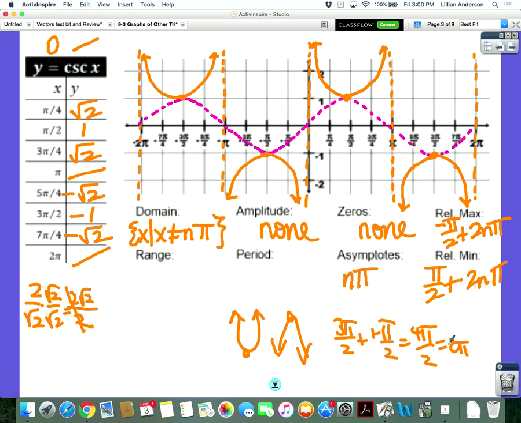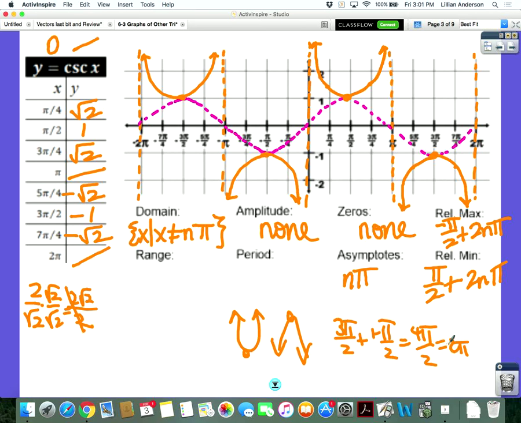That is 2 pi radians. So at every 2 pi radians, the next one will occur, and then the next one, the next one. Why isn't it plus or minus? Because n could be any integer. Integers are positive and negative.